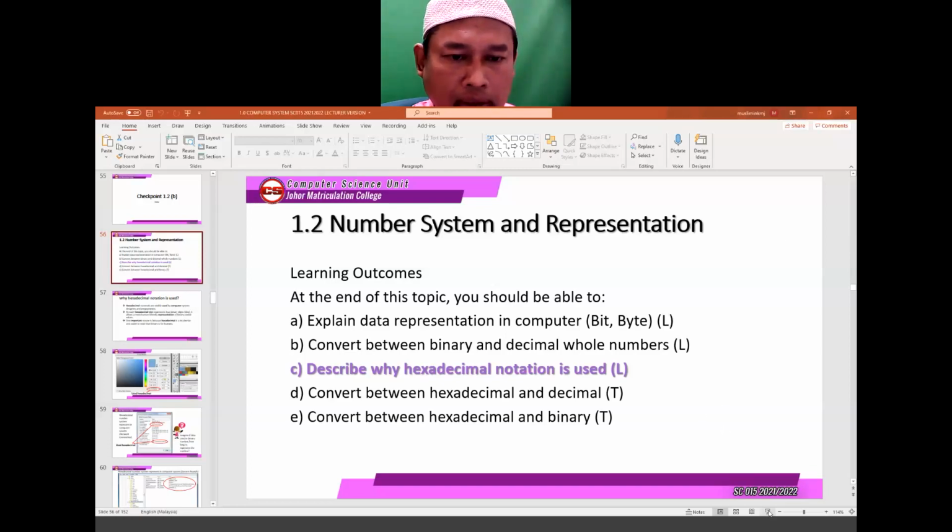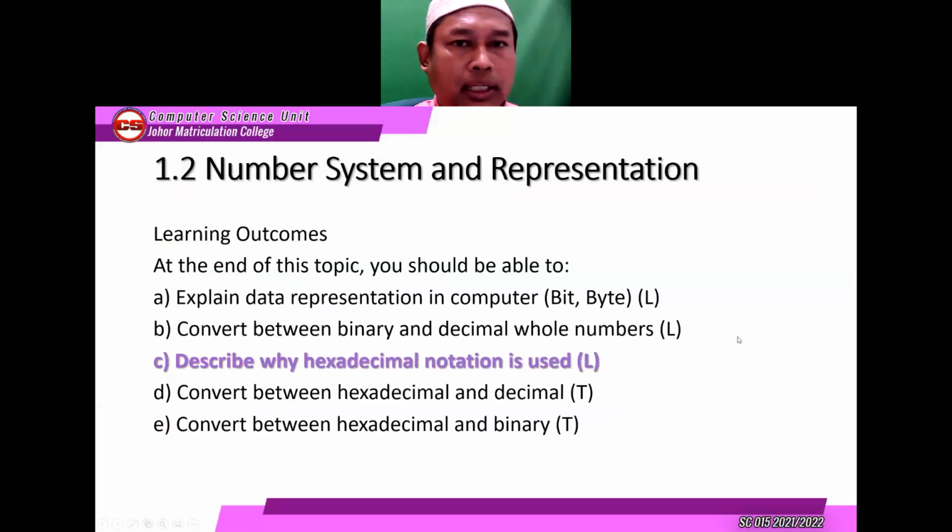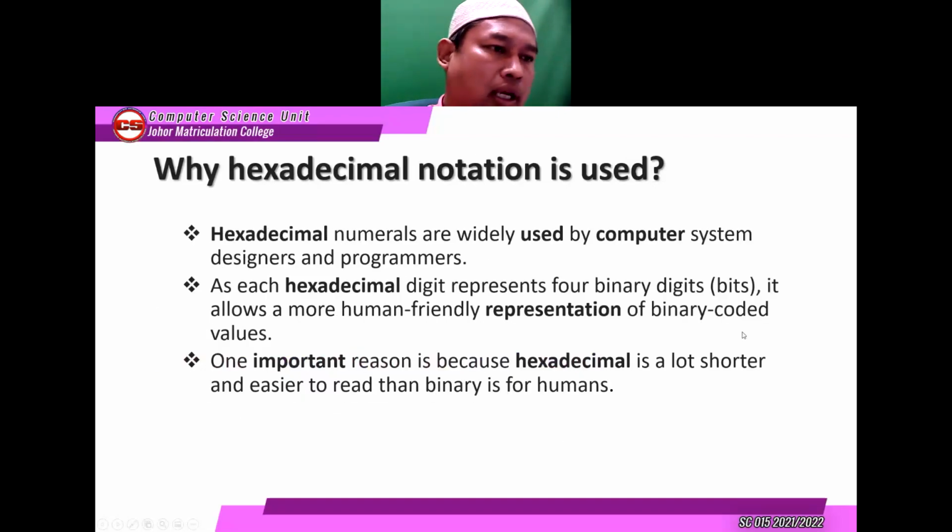Okay, saya teruskan kuliah kita. Hari ini kita akan belajar describe why hexadecimal notation in use. Kenapa hexadecimal itu digunakan di dalam komputer sebagai representation dalam komputer. Okay, why hexadecimal notation in use?